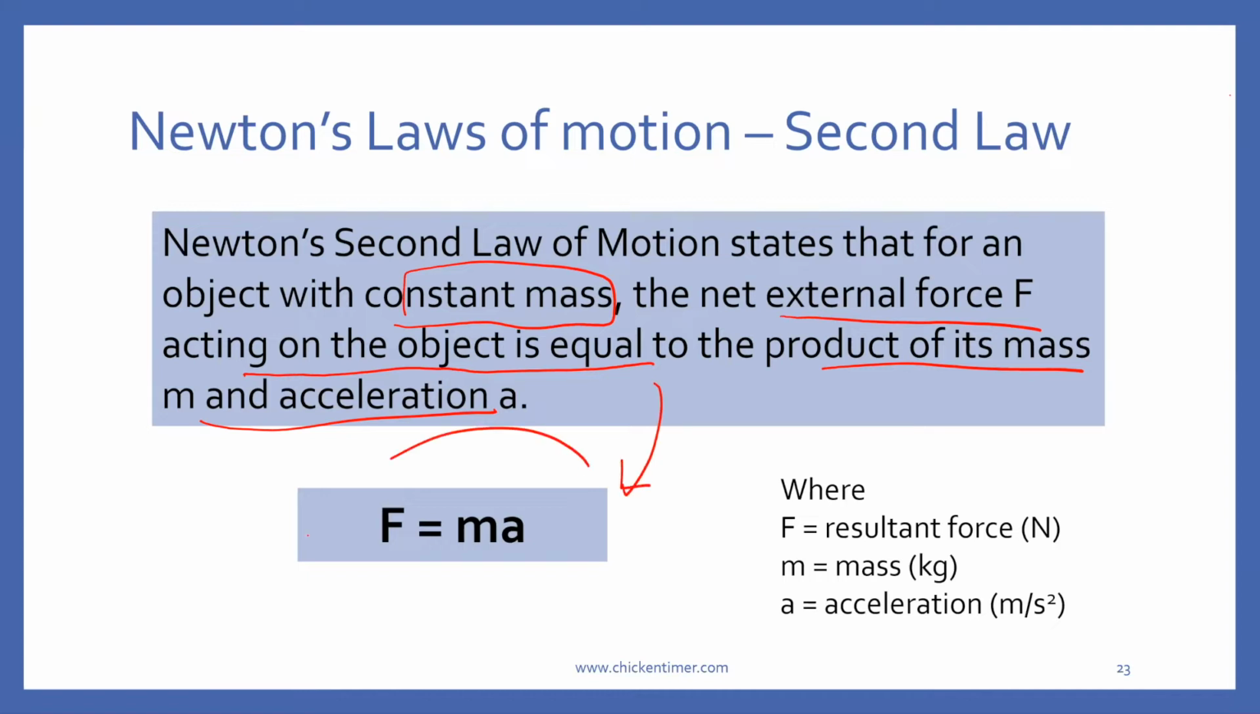Four lines, just to say this: F equals ma. Force is in newtons, mass is in kilograms, acceleration is in meters per second squared. You need to know how to write this in full, unfortunately. Same as the first law, word for word, line by line. This is more of a calculation section.